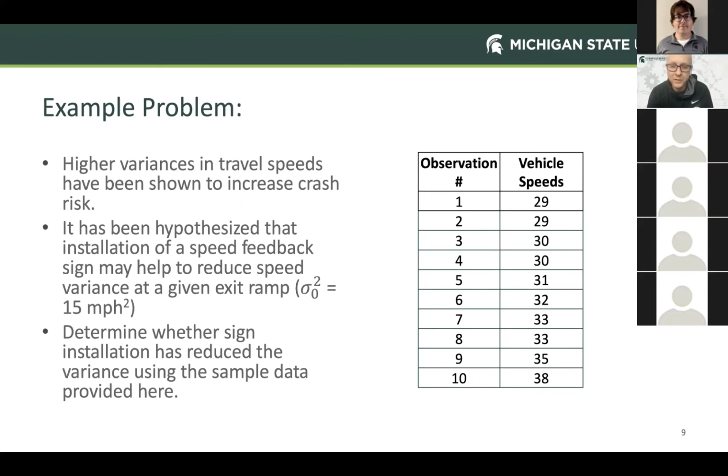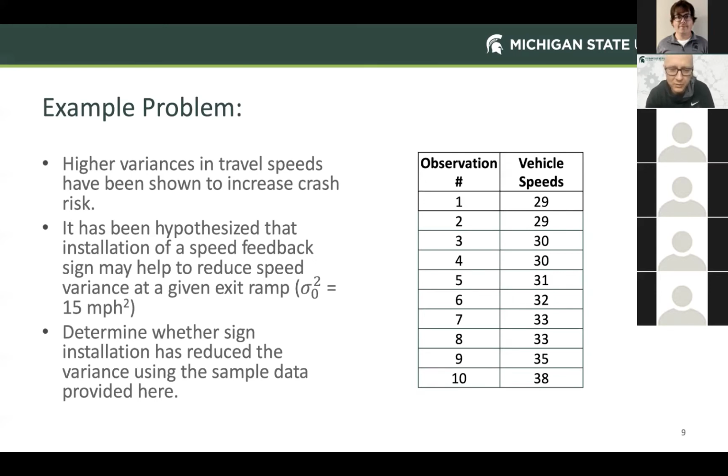If you've got a mix of vehicles and there's a lot of variability in terms of the speeds of those vehicles, you'll have faster vehicles approaching slower moving vehicles and trying to navigate around them, or you'd have risks of rear end collisions, for example. From our perspective in transportation, we'd like to minimize that variability to the extent possible. With that pretext, in this case, we're hypothesizing that the installation of a speed feedback sign may help to reduce speed variance at a given exit ramp.